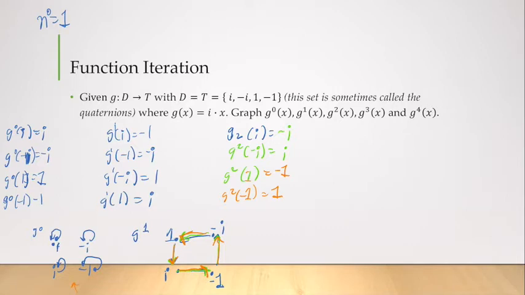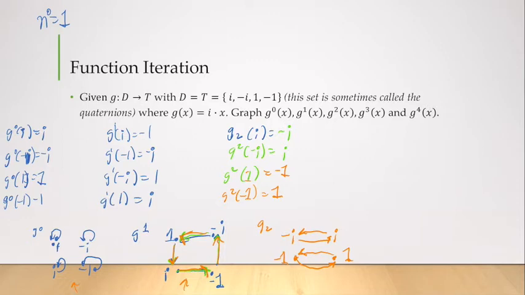Okay, so here I had 4 loops for the identity function. Here I had one 4-cycle. Now it looks like I'm going to have two 2-cycles because I have negative i going to i and i going to negative i. I also have negative 1 going to positive 1 and positive 1 going to negative 1.